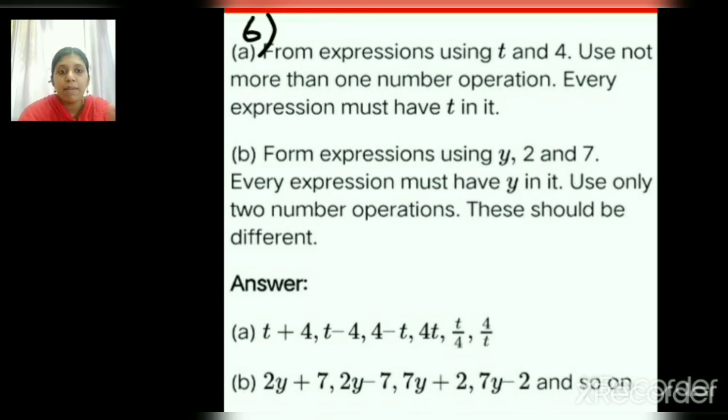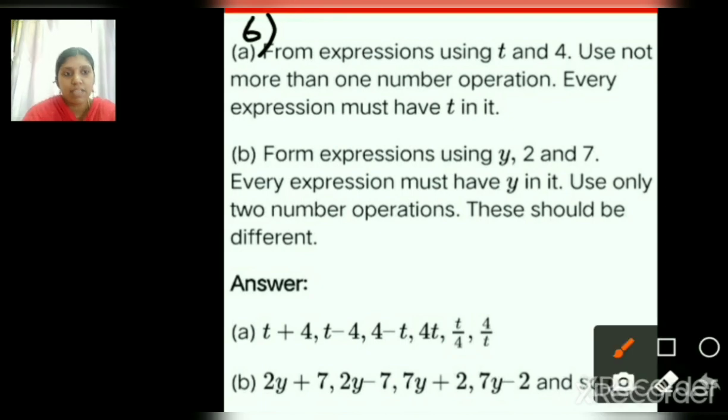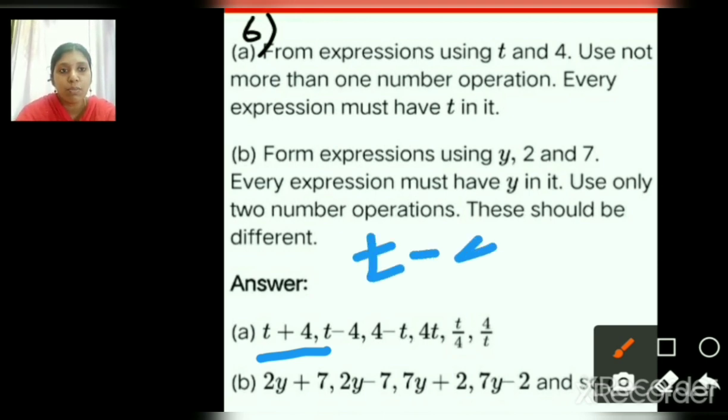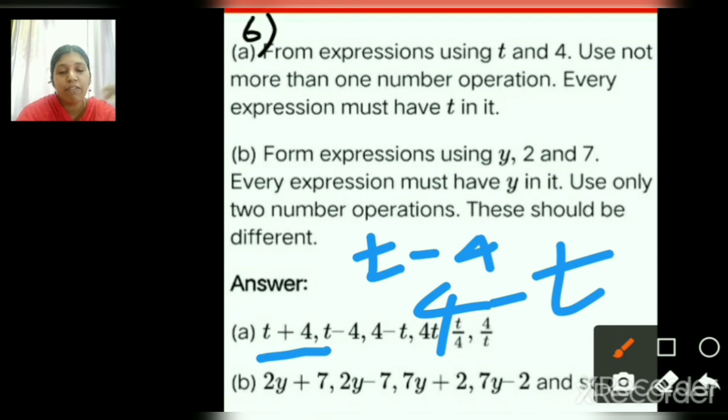So the first expression formed is t plus 4. The next one, t minus 4. In t plus 4 only addition we have used. Same way t minus 4, subtraction. T minus 4 and 4 minus t are both different. So t minus 4 is one expression and 4 minus t is another expression. They are not the same.